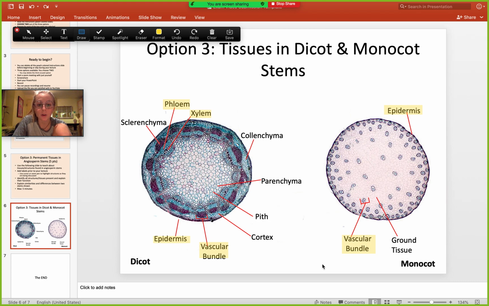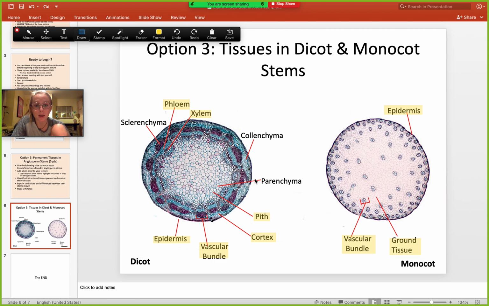Next, for ground tissue, in the dicot, we have the pith, which is the central core, and it includes the parenchyma cells. And then there's also the cortex, which is in between the vascular bundles and the epidermis. Now, the monocot does not have a pith or cortex because the vascular bundles are scattered throughout the stem, and so there's no distinguishable compartments like the pith or cortex, and so in general it's just called ground tissue.